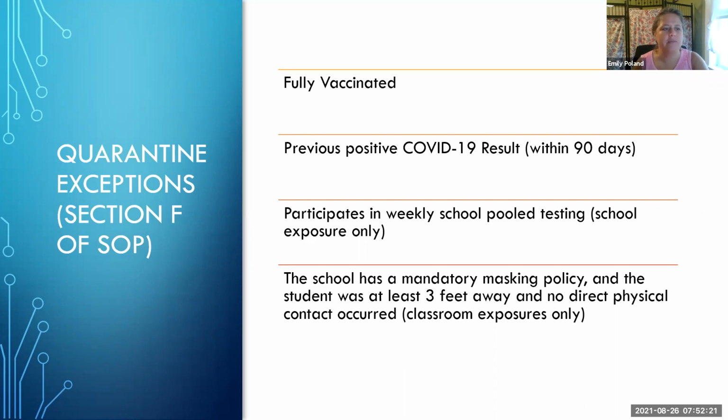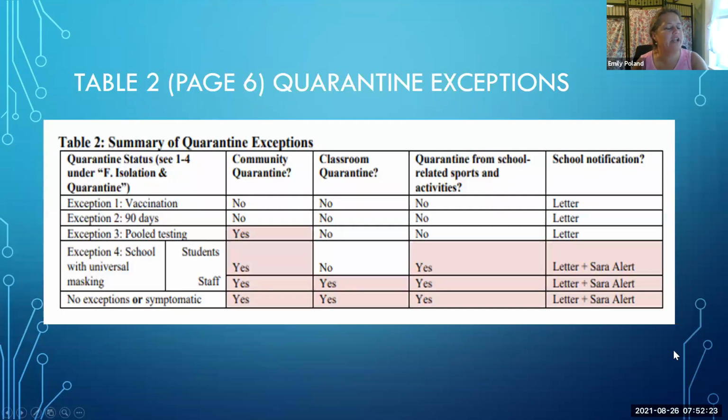So I think I'm going to go through those a little bit more, here in this chart, to go through all of those again to kind of explain this table. Table 2, and this is on page 7 of your SOP. Table 2 gives you the quarantine details.